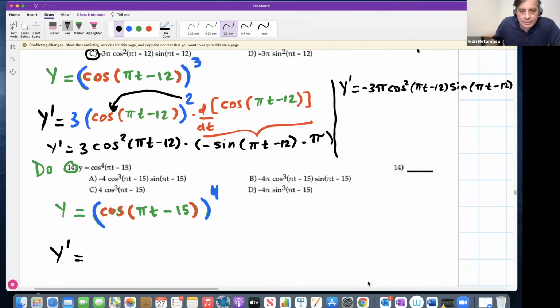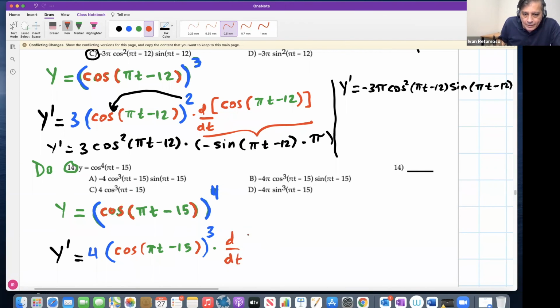Yeah, let's do it together so I can show you some other form. Start again by the outsidemost function, which is the 4 power function. So you only start with this derivative, 4 times something raised to 1 less, third power. That something is the inside function, this, right? Cosine of pi times t minus 15 here, multiplied by the derivative of this guy, right? Derivative of this inside function, derivative with respect to t of cosine of this guy, pi t minus 15.